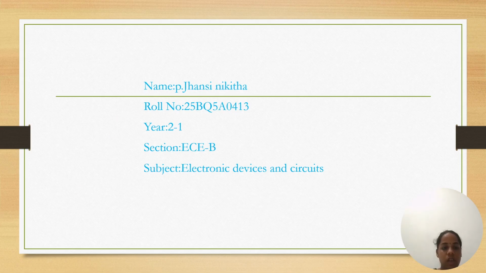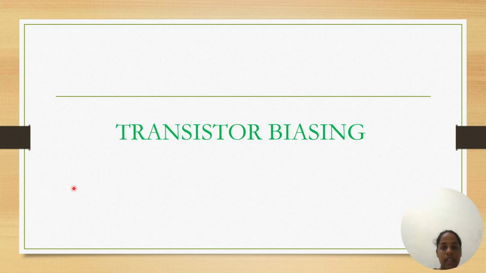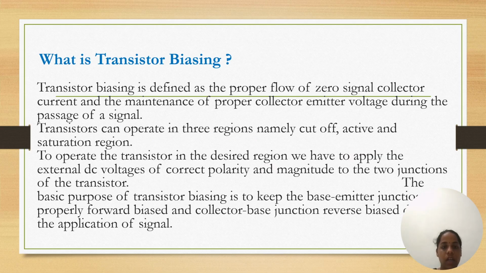I am going to discuss transistor biasing. First, what is transistor biasing? Transistor biasing is defined as the proper flow of zero signal collector current, that is IC, and the maintenance of proper collector emitter voltage during the passage of signal.